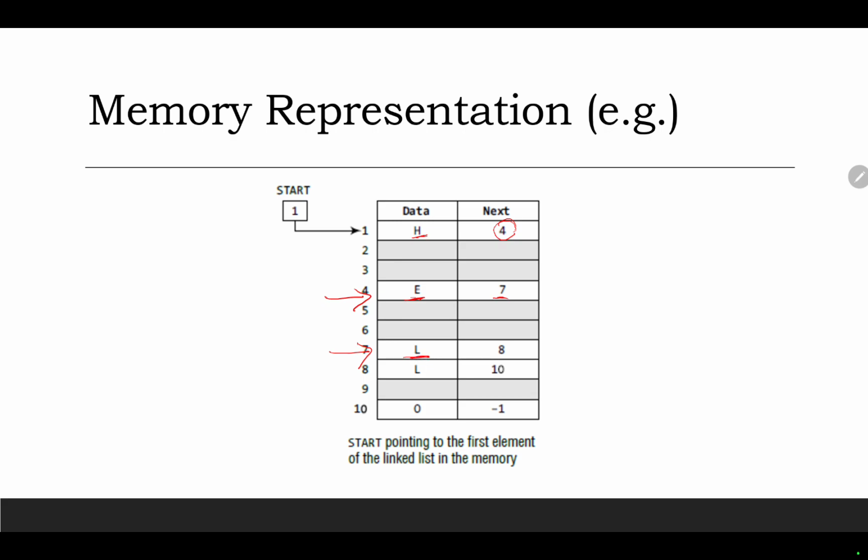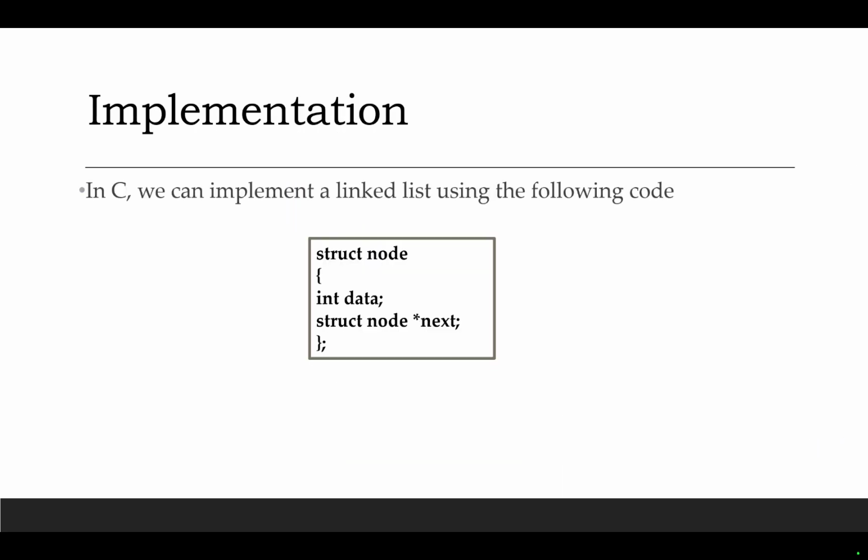At 7 it contains the data L, and the pointer to the next node is 8. Then here the data is L, and the pointer to the next node is 10. Then here it is O, and the pointer to the next node is -1. What is the meaning of -1? It is null. After this particular node there is no other node, so it is the last node.